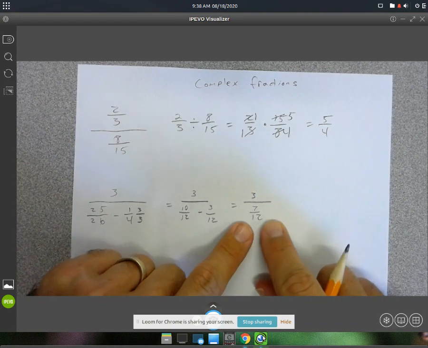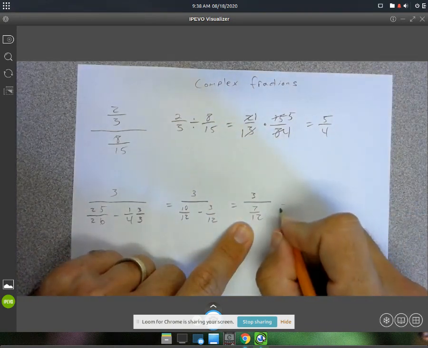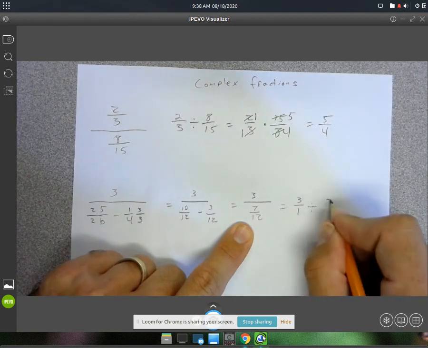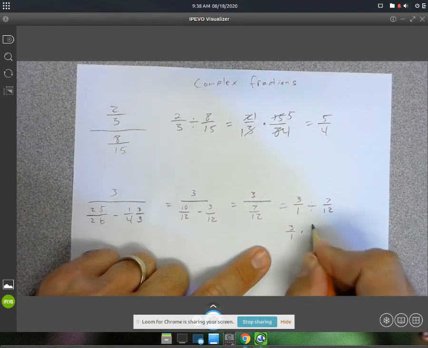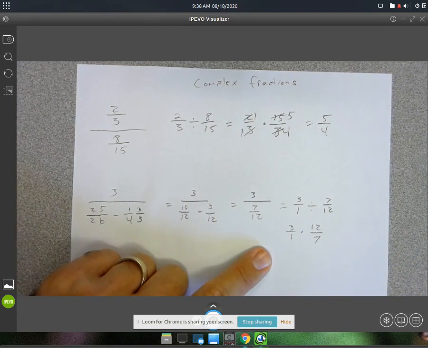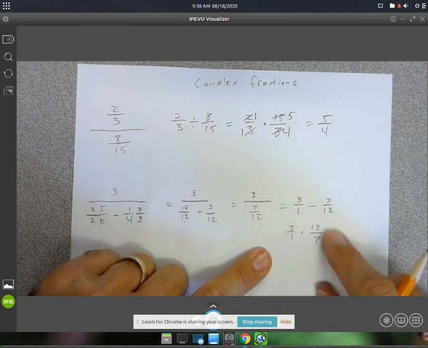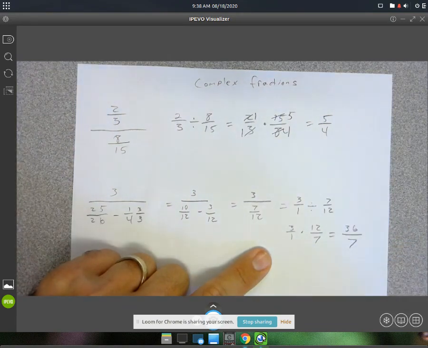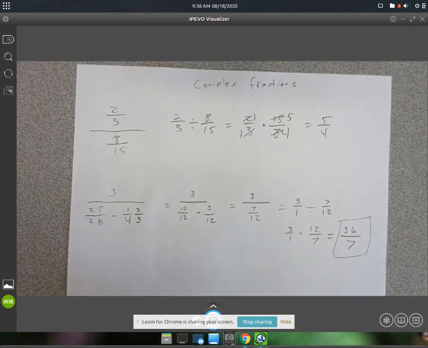And now we can rewrite this just like we did up here. So it's going to be 3 over 1 divided by 7 over 12, which will become 3 over 1 times 12 over 7. And here there's nothing that can simplify diagonally or vertically, so we'll just multiply straight across. 36 over 7. I'm going to show you the second method here as well.